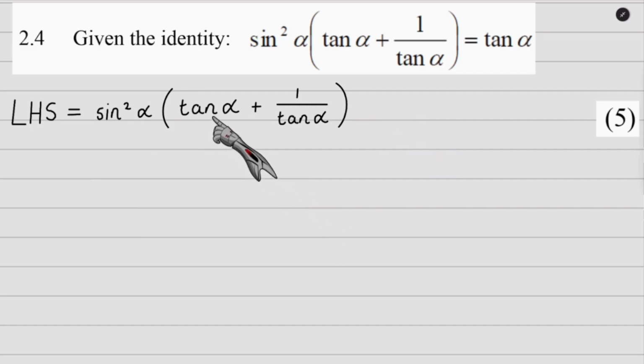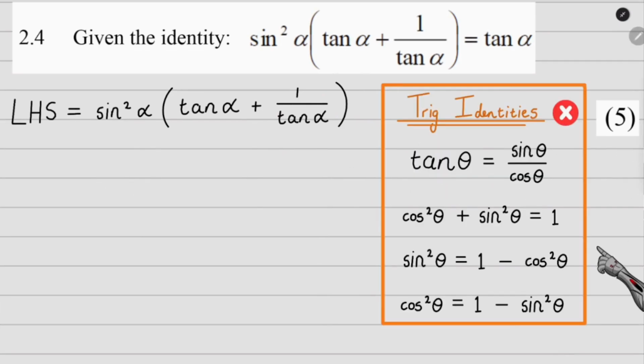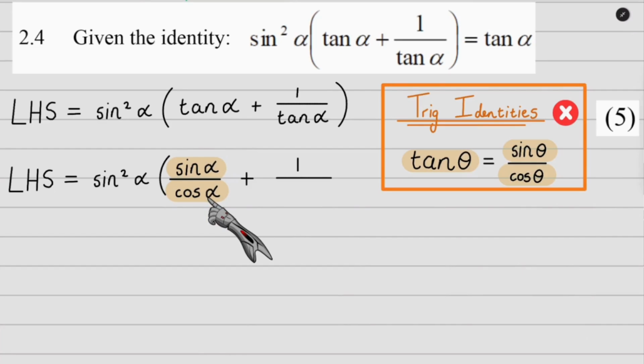Now the alarm bells are ringing. I see tans and I know an identity for tan. And these identities, you've got to know them off by heart. They are not given to you. So tan theta is equivalent to sine theta over cos theta. So this tan of alpha, I can change it to sine alpha over cos alpha using that identity. So you can see the change happening over there.